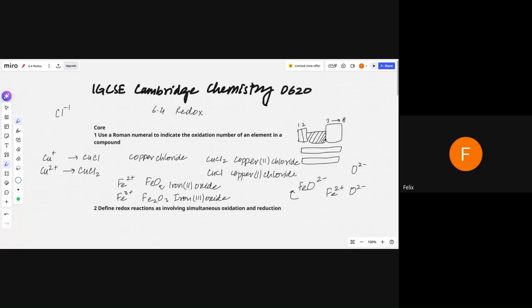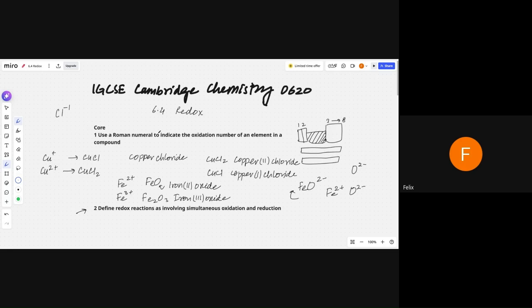Okay, so now we move on to topic 2. Let me just read it one more time to make sure that I'm not missing or skipping anything. Use a Roman numeral to indicate the oxidation number of an element in a compound.